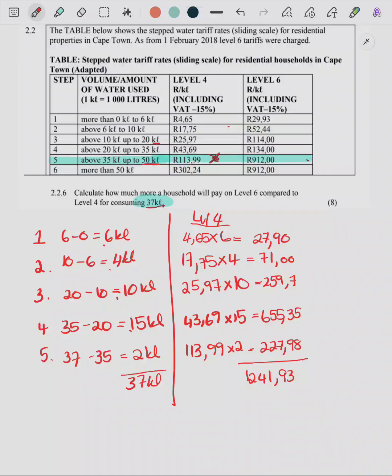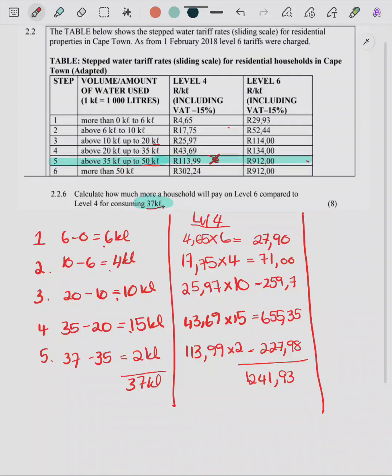Next, I need to do exactly the same thing, but instead of on level 4, I'm going to need to do it on level 6. So I'm going to do exactly the same concept, except with the different values. So I'll just show you the first one and then I'll do the rest off screen. On level 6, level 1 is 29 Rand 93, and I'm timesing that by my 6 kiloliters. And I kind of keep going with that.